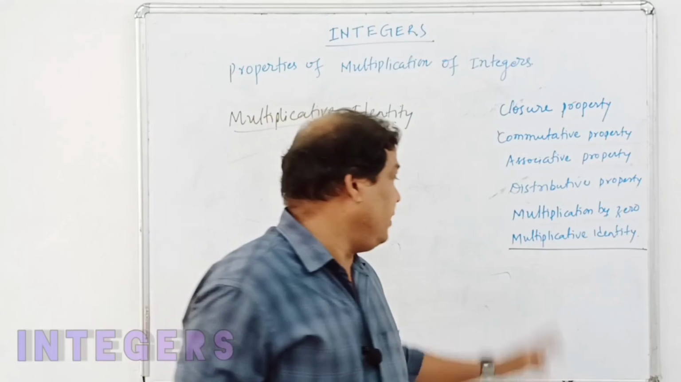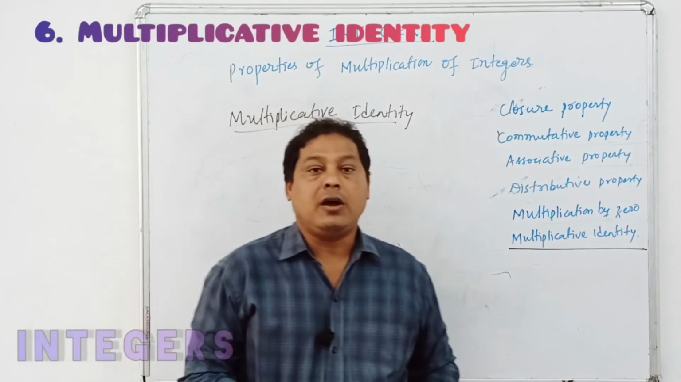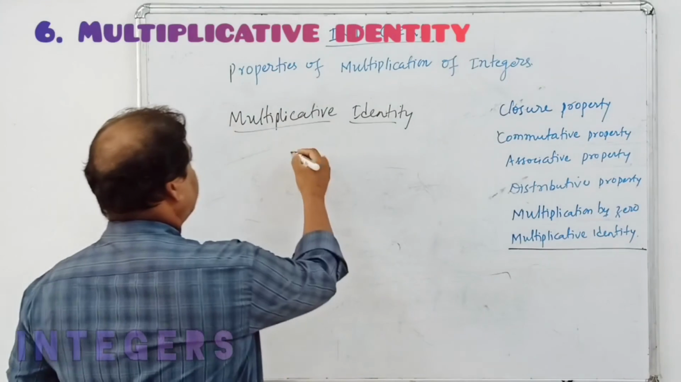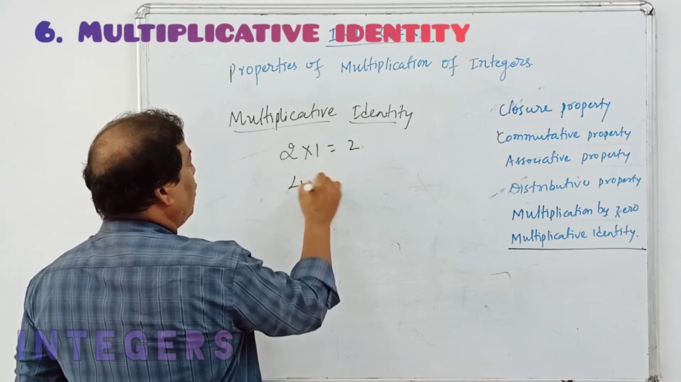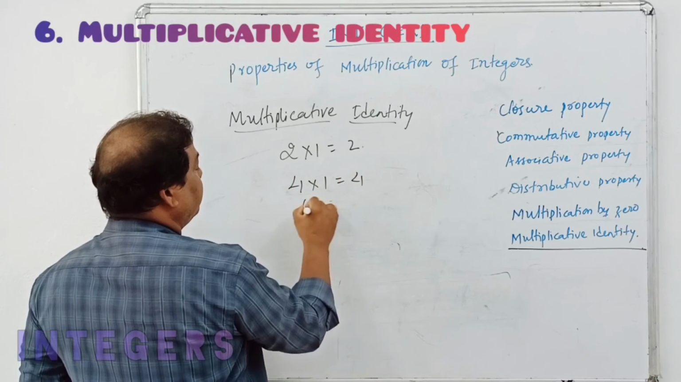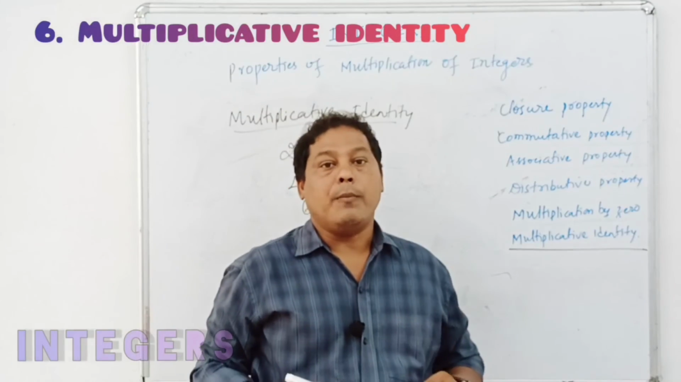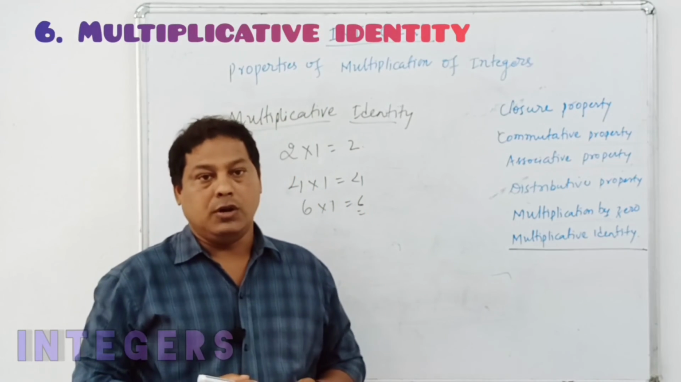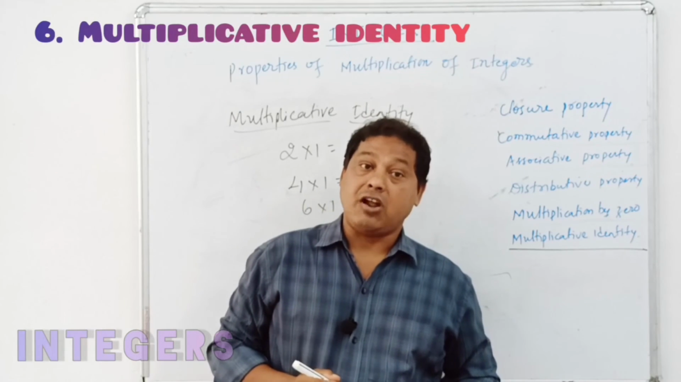Now it's the last topic, that is multiplicative identity. We know that 1 is the multiplicative identity for whole numbers. See, 2 ones are 2, 4 ones are 4, 6 ones are 6. So 1 is the multiplicative identity for whole numbers. Let us check that 1 is the multiplicative identity for integers also.